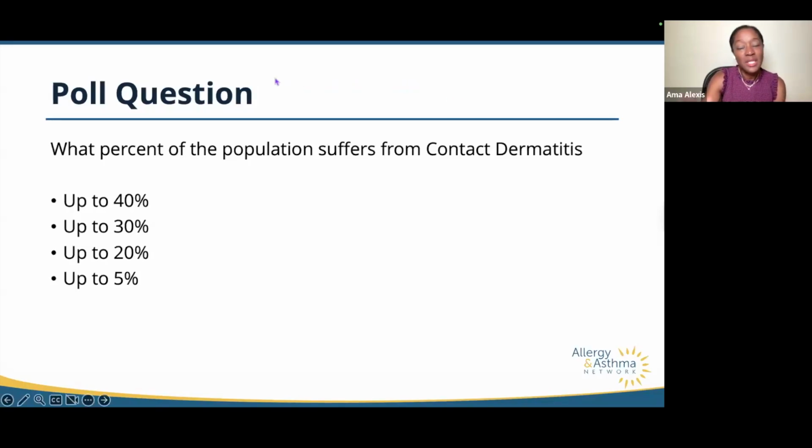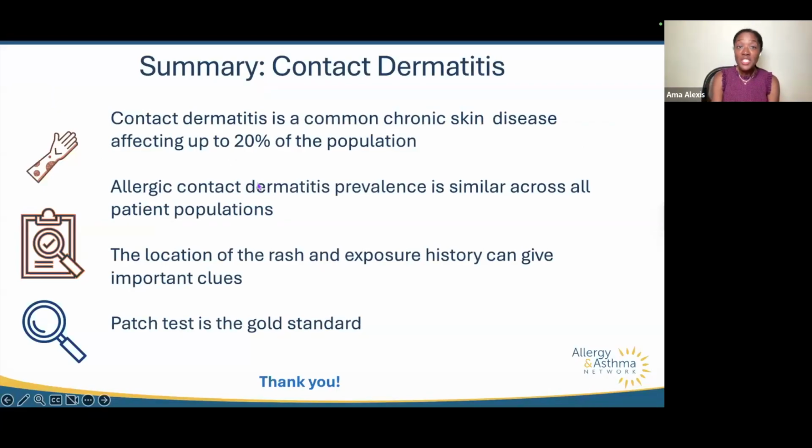About 20% of patients. In kids, it's a bit higher, but in adults, it's about 20% of the general population. Okay, awesome. So in summary, contact dermatitis is a common chronic skin disease affecting up to 20% of the population. Allergic contact dermatitis prevalence is similar across all patient populations, old and young.